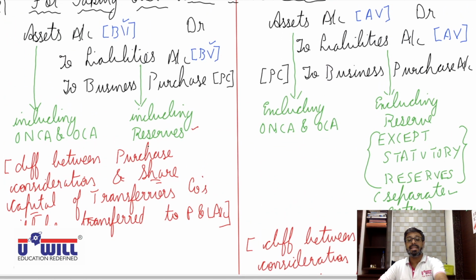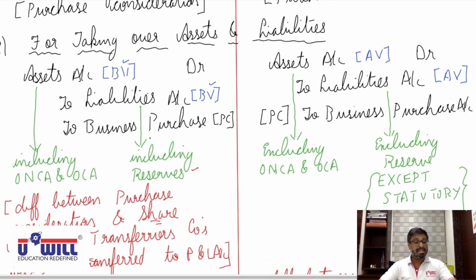Once again have a look at the second entry. Entry remains same in both the methods. Asset account debit to liabilities to business purchase. But in merger, pooling of interest, we take at book value. In purchase, we take at agreed values.